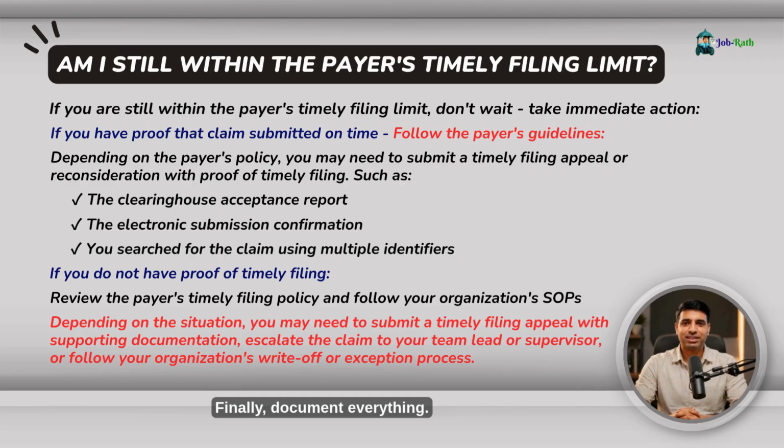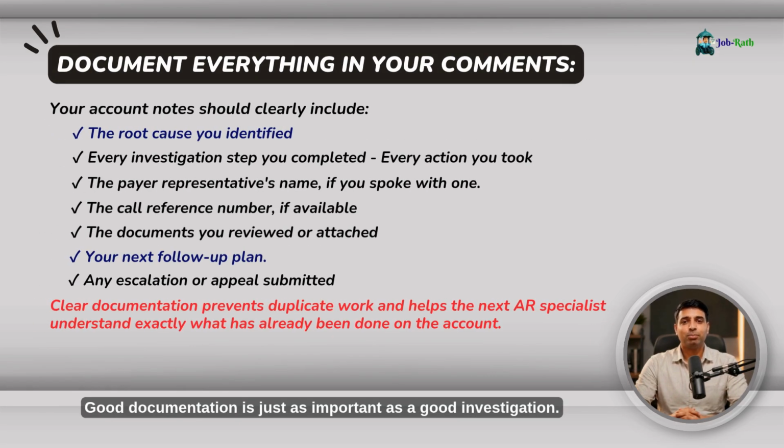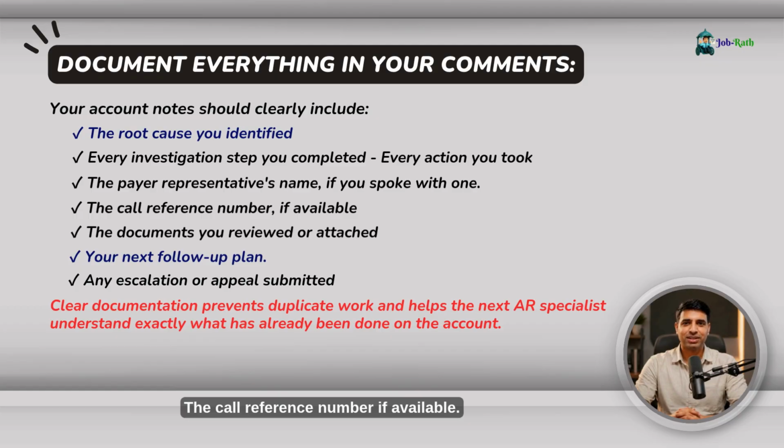Finally, document everything. Good documentation is just as important as a good investigation. Your account notes should clearly include the root cause you identified, every investigation step you completed, every action you took, the payer representative's name if you spoke with one, the call reference number if available, the documents you reviewed or attached, your next follow-up plan, and any escalation or appeal submitted. Clear documentation prevents duplicate work and helps the next AR specialist understand exactly what has already been done on the account. Now, let's quickly recap the complete investigation process.